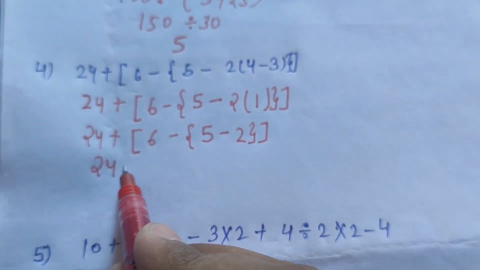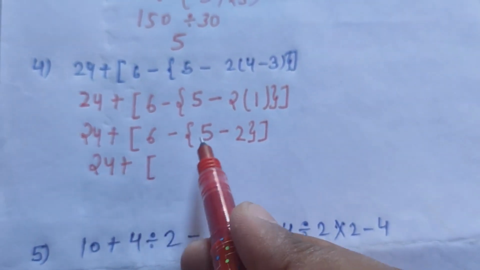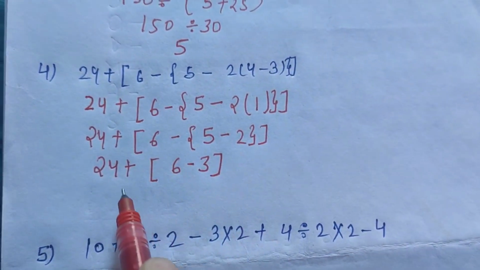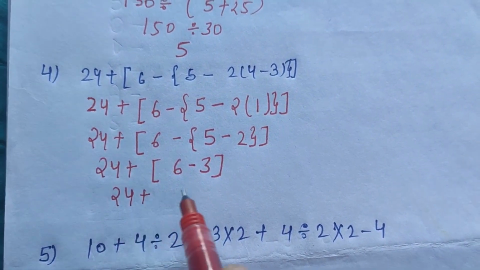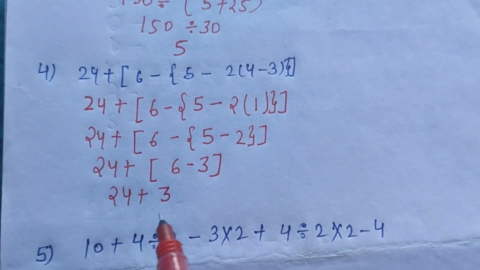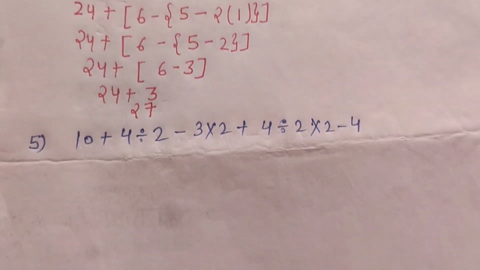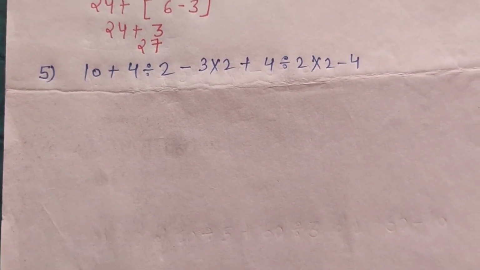So here 24 plus, now 5 minus 2 it will be 3, so 6 minus 3, and then 24 plus 6 minus 3 it will be 3. Then our answer will be 27. Now you can see next one.